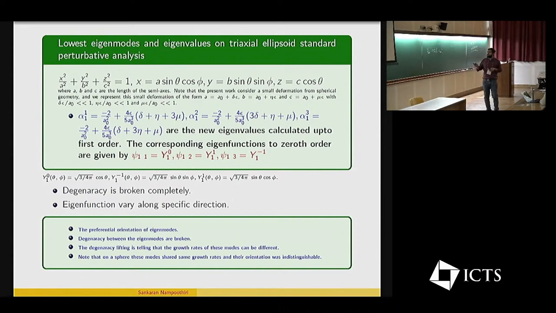Not only that, the zeroth order correction is Y10, Y11, Y1-1, and now you can actually distinguish these modes. Now Y10 is aligned along the z axis, Y11 along the x axis, and another along the y axis. So you can have a preferential orientation, and they have different eigenvalues, and because of this they will definitely have different growth rates. So what is important here is that the degeneracy is broken, so they can have different growth rates. All these things are possible, which were not possible in the case of a sphere.